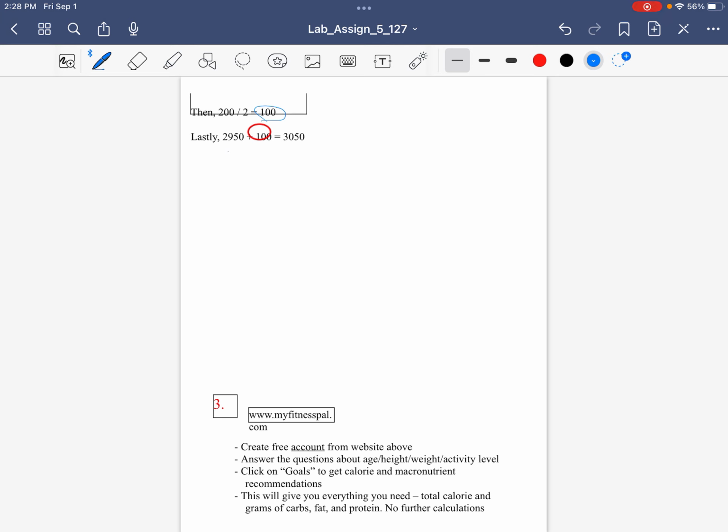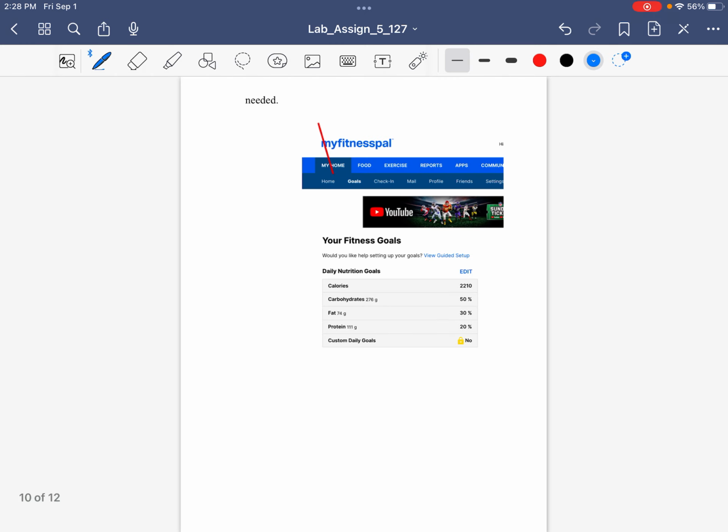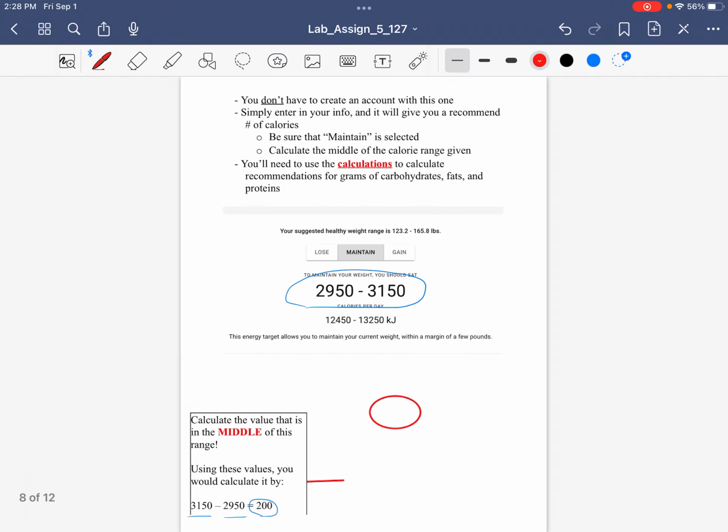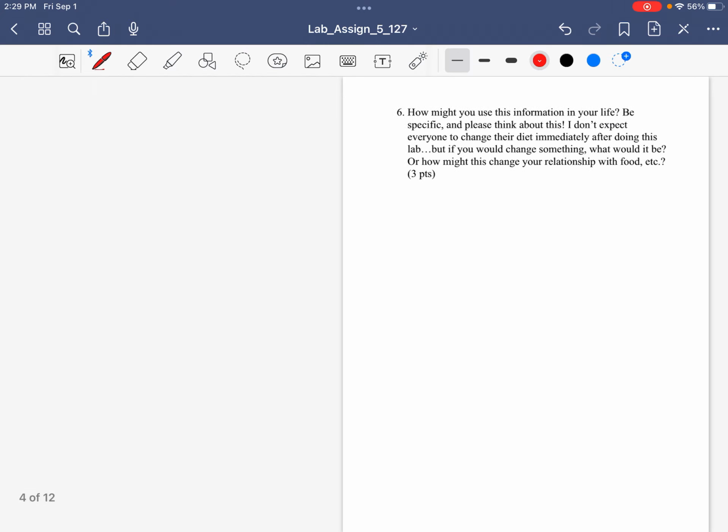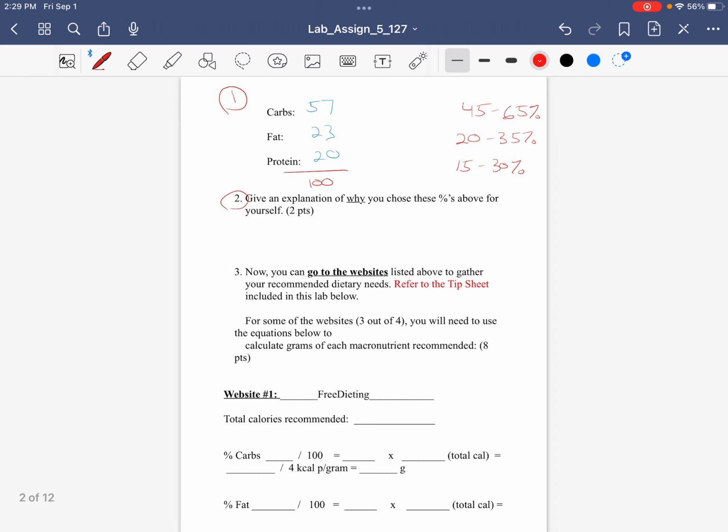For MyFitnessPal, you will have to create an account. So you have to create a username and password. For this one, you're going to click on goals. Okay? So please use the tips at the end to help you.